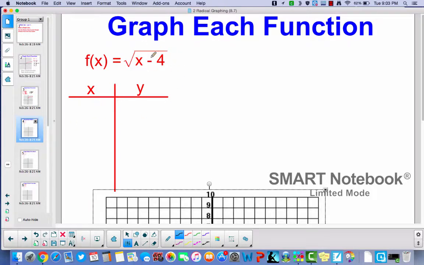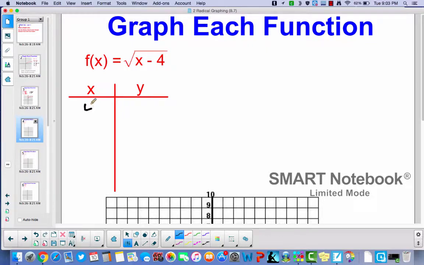Now, what do you think will happen when that x minus 4 gets under the radical? So instead of being outside the radical, it's now under the radical. And make sure you're graphing these with me. So what happens if we put a 0 in here? 0 minus 4, that's going to be a negative number. Can we take the square root of a negative number? No. What's the smallest number we could put in here?